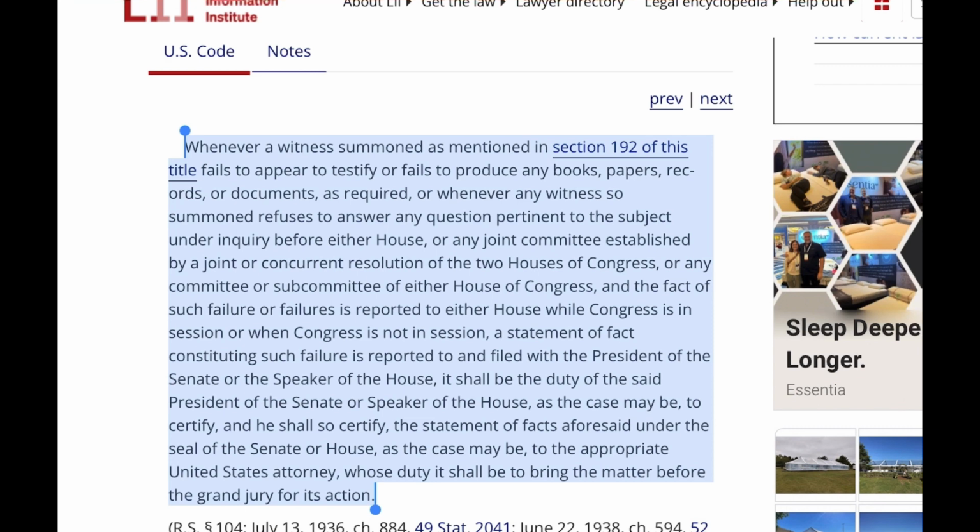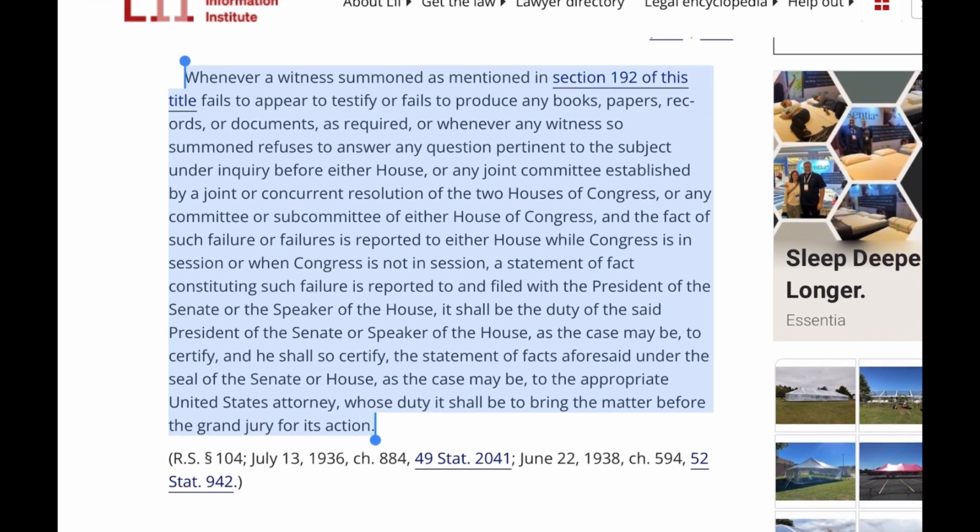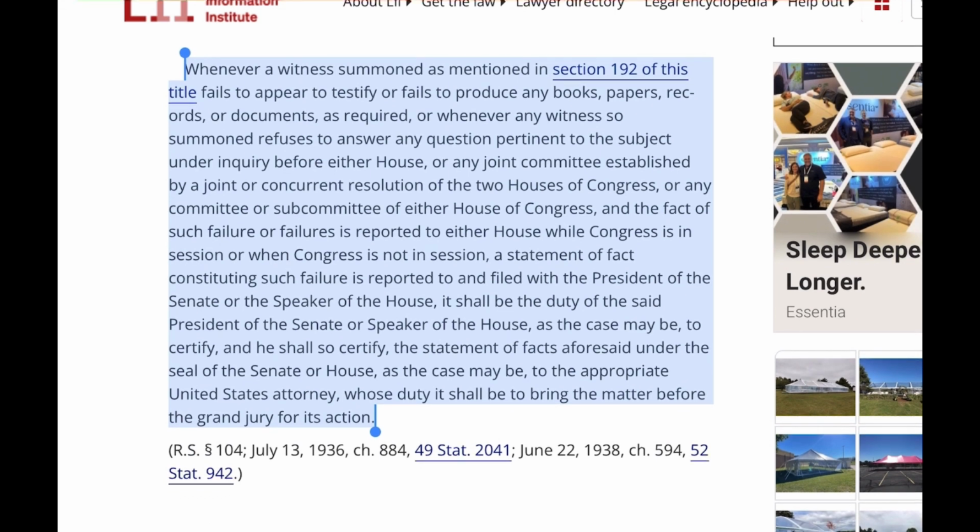It shall be the duty of the said President of the Senate or Speaker of the House, as the case may be, to certify, and he shall so certify, the statement of facts aforesaid under the seal of the Senate or House, as the case may be, to the appropriate United States Attorney, whose duty it shall be to bring the matter before the grand jury for its action.